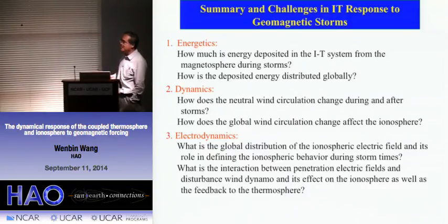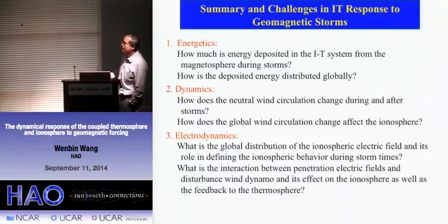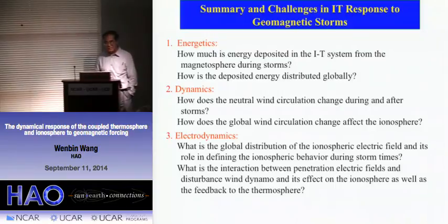And the dynamics: I show you the neutral wind changes and circulations during the storm and a little bit after the storm. But how does this compare to observation? What's the exact mechanism driving this? Still a lot of work to do. And clearly that's the dynamics, because the neutral wind drives the disturbance dynamo during the storm.